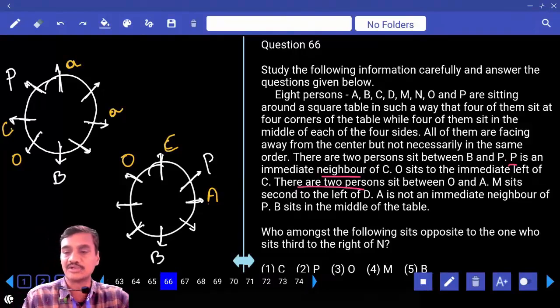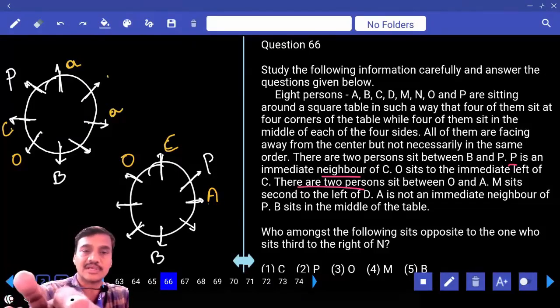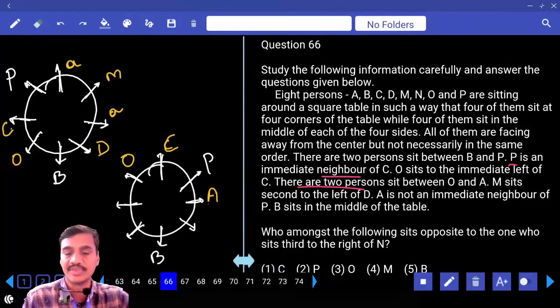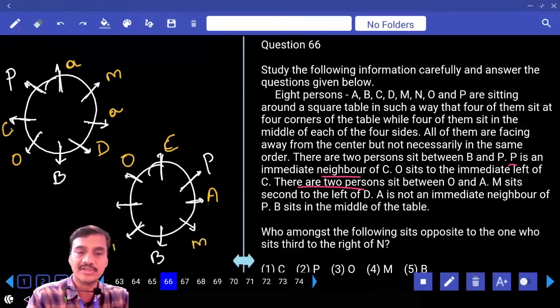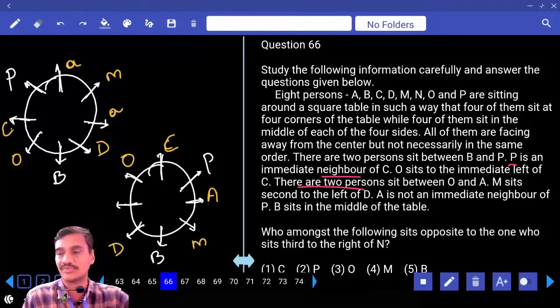And M sits second to the left of D. M is seated second to the left of D means M and D must be in alternate places. M sits second to the left of D, so as M is here, D will be here. Similarly here, M sits second to the left of D. M is here, D is here.